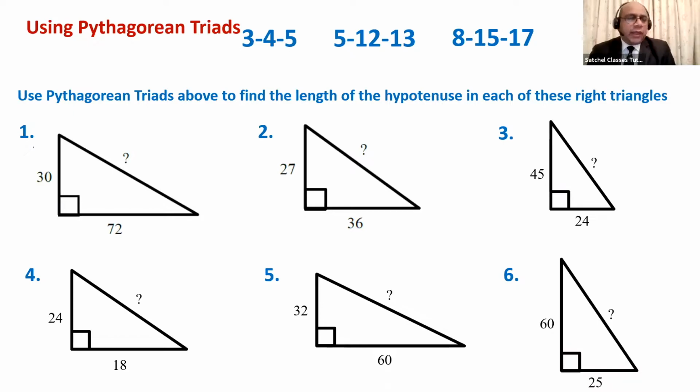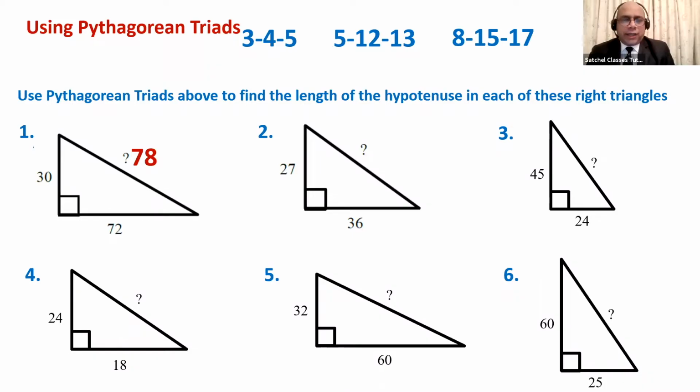Well, now if you look at the first triangle, we have 30 and 72. So look at the 3 triads on top and figure out which triad you can link 30 and 72 to. As you can see, in the second triad, which is 5, 12, and 13, if I multiply each of these values by 6, I should get 5 times 6, which is 30, and 12 times 6, which is 72. So the missing side of that triangle, the hypotenuse, has to be 13 times 6, which is 78 units.